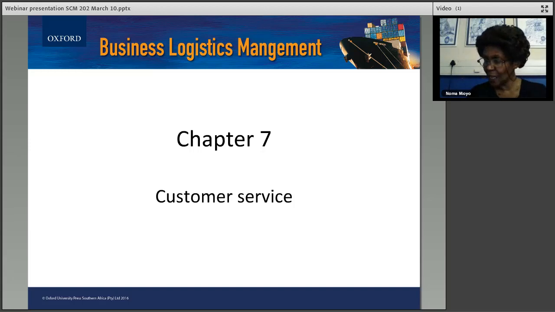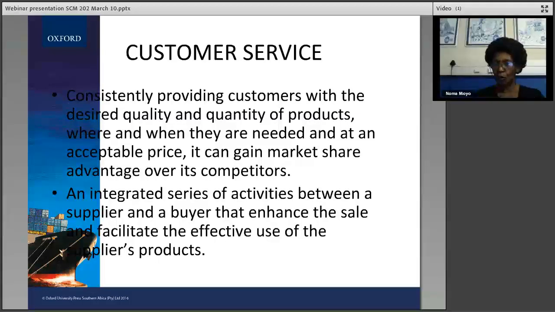4.2, describe customer service as an element of the marketing mix. We know what the marketing mix is. There used to be 4 P's. Now there are 7 P's. Customer service. Consistently providing customers with the desired quality and quantity of products where and when they are needed and at acceptable prices can gain market share advantage over its competitors. When you give good customer service, it's easy to gain market share over your competitors.